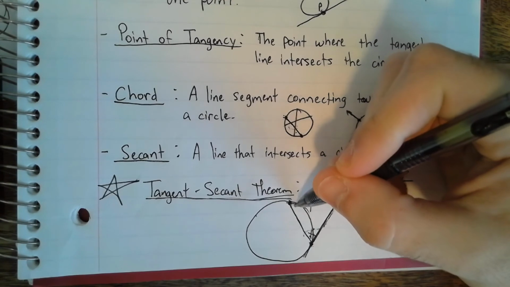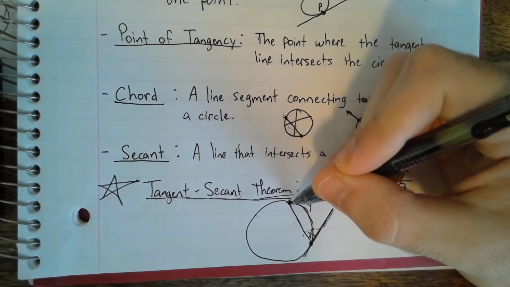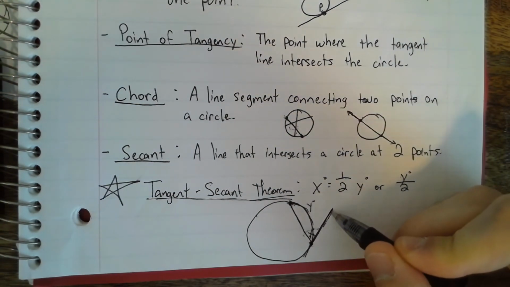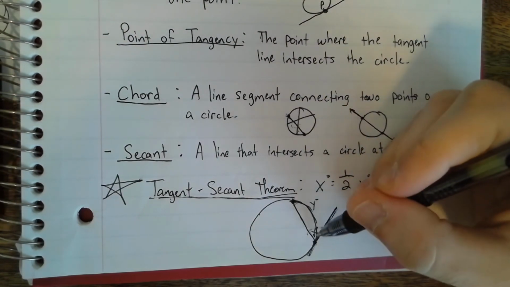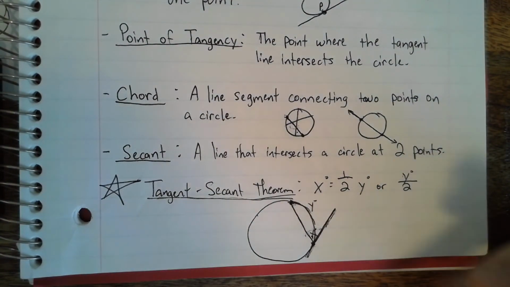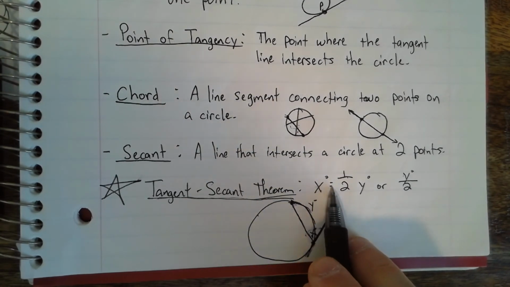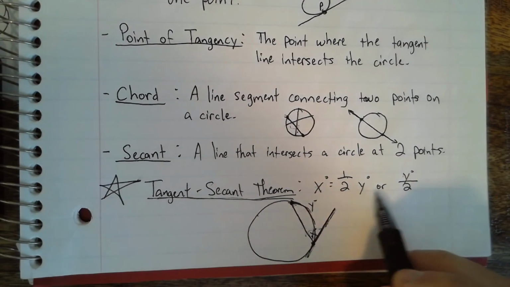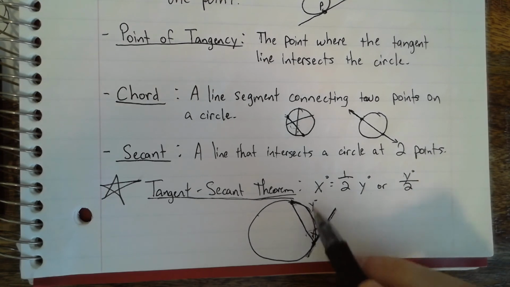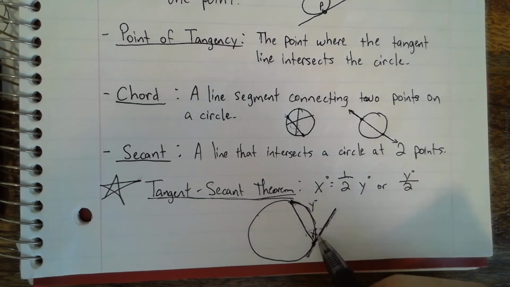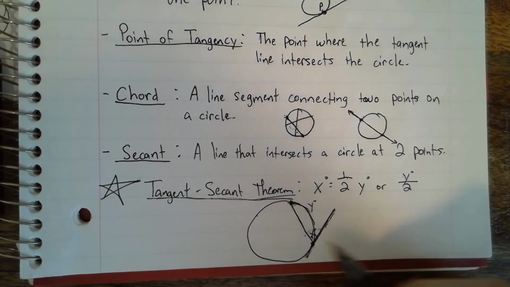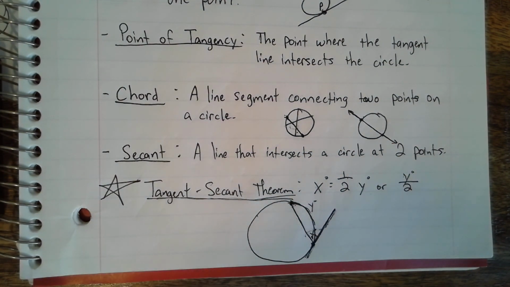So this arc from this point to the point of tangency is y degrees. The angle formed from the tangent line and this chord is x degrees. There's a special relationship between these two degree measures that says x degrees is equal to 1/2 times y, or you could say x is equal to y divided by 2. When I say x and y, y is the measure of the arc, and x is the measure of the angle that forms when you connect a chord to the tangent line at this point of tangency. We'll do some examples to make this a little more concrete.